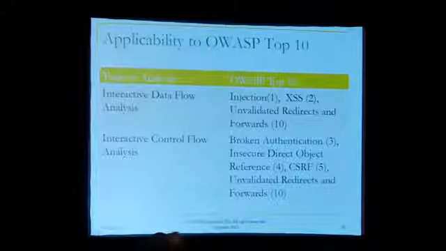With control flow analysis, we can deal with broken authentication and insecure direct object reference. So when you reference an object, we can ask, where's your access control check or annotation? Also CSRF, and again some parts of unvalidated redirects and forwards. So about 60% of the categories in the Top 10 can in some fashion be addressed by this interactive analysis.